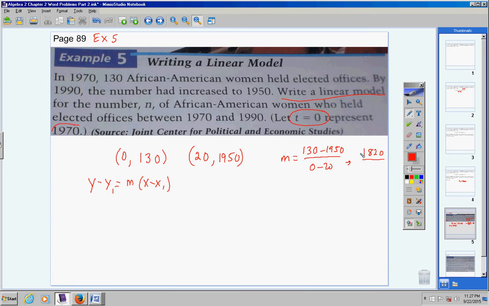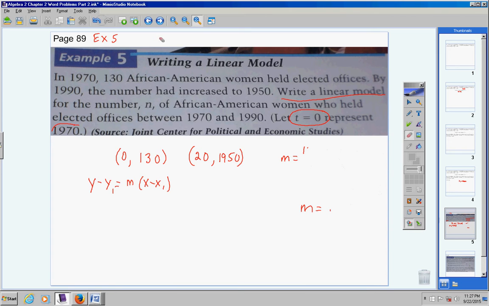And 0 minus 20 is negative 20. Now a negative over a negative is positive. 1820 divided by 20 would give me 91. So my slope is a positive 91. So there's my slope.